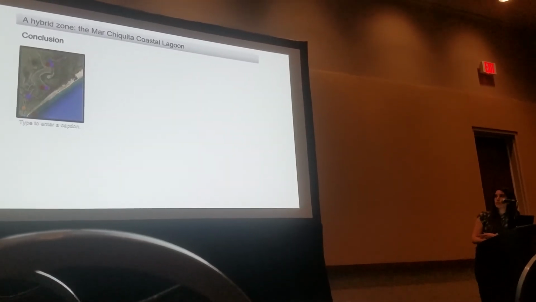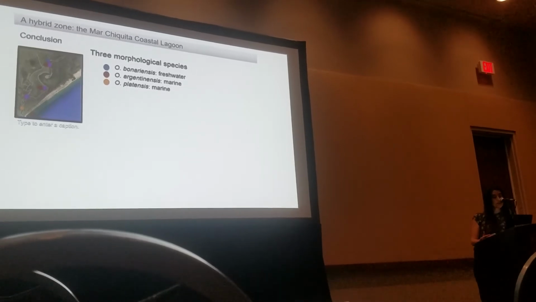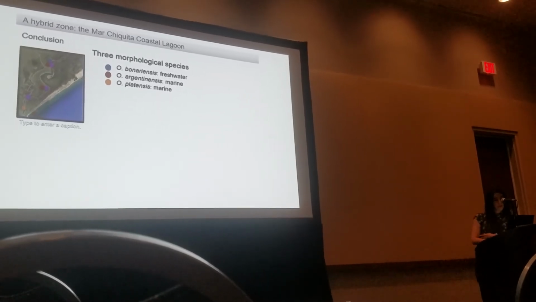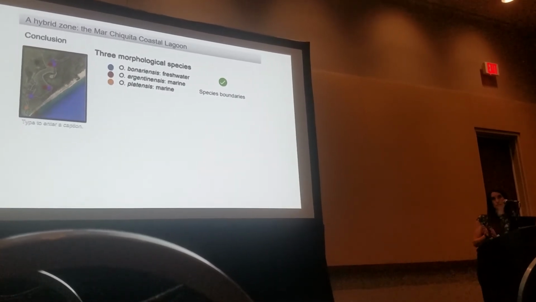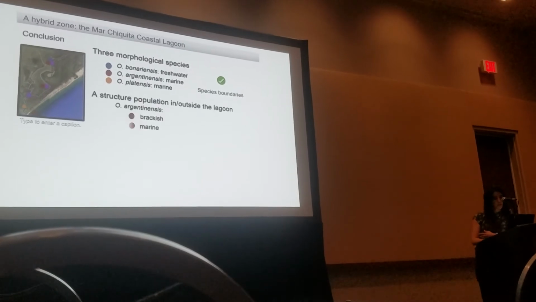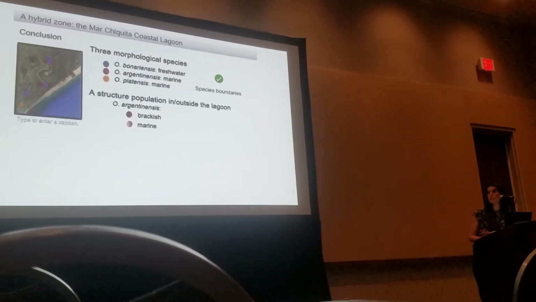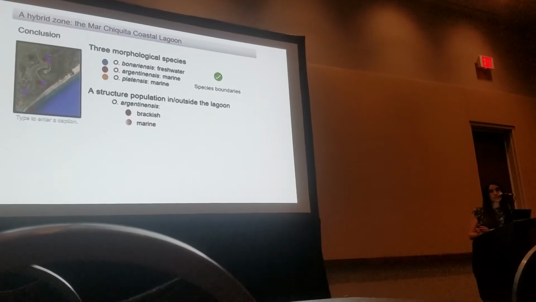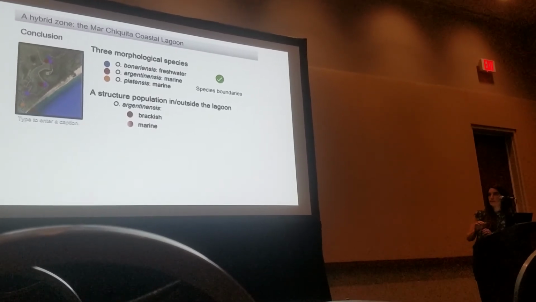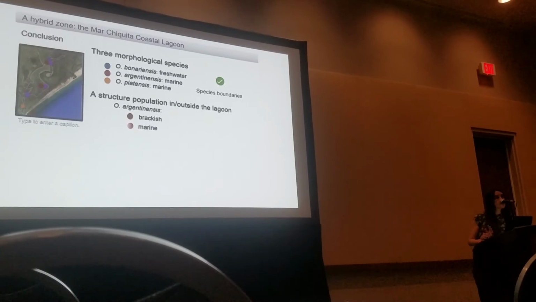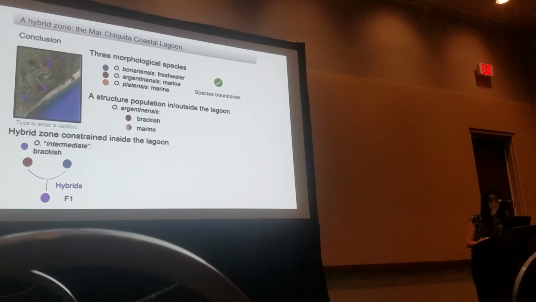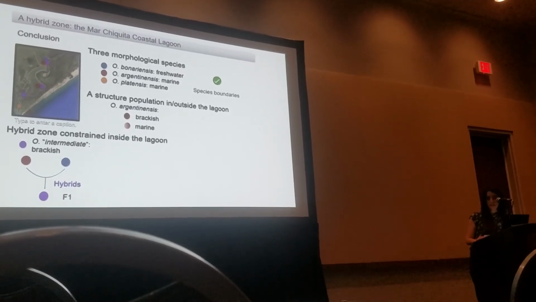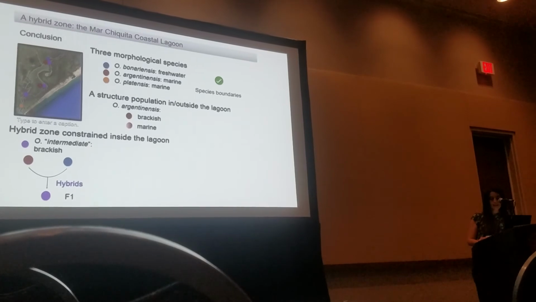So, in conclusion, we report 3 morphological species, and we found that the species boundaries are very clear. We also report some population structure in one of the species that differentiates the brackish and marine populations, and we also found that intermediate specimens are hybrids, and they are all F1 generation.